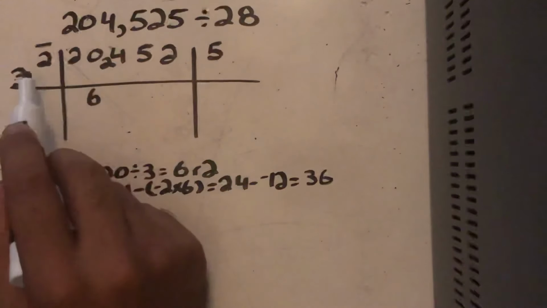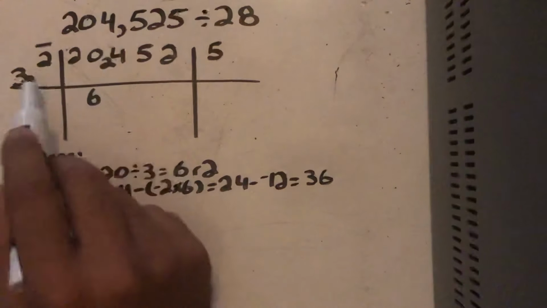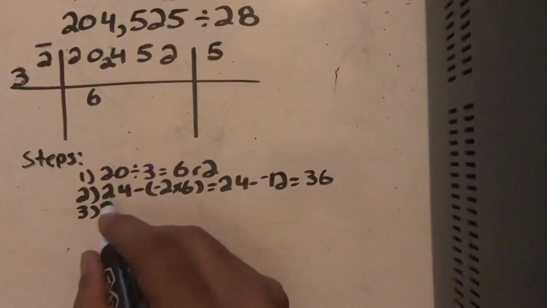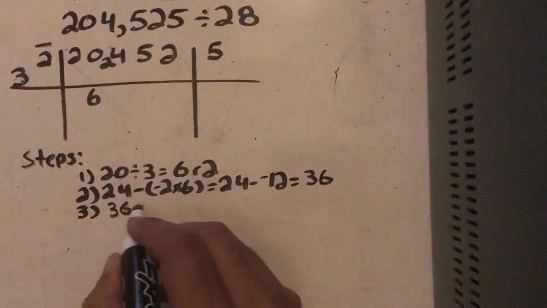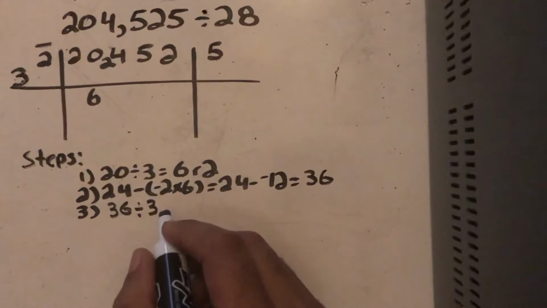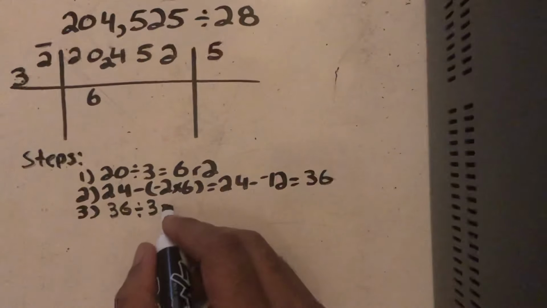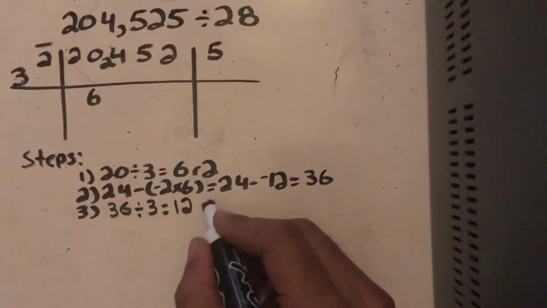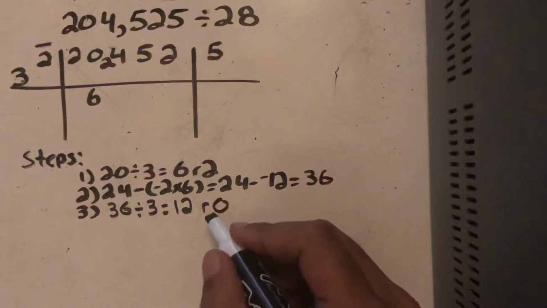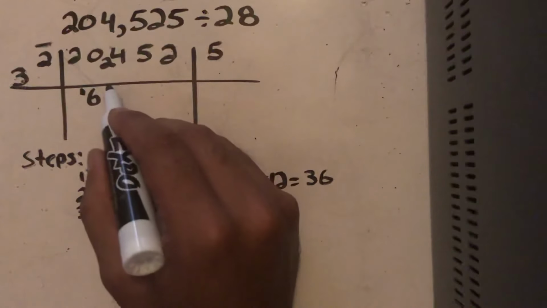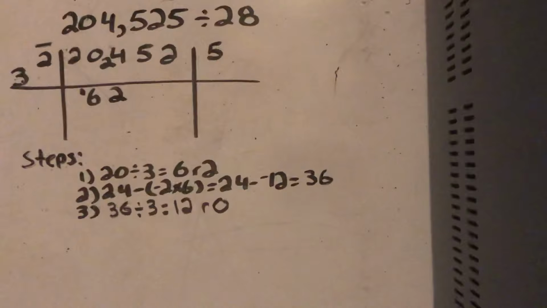Now, I'm not going to say how many times does 3 go into 24, I'm going to say how many times does 3 go into 36. Okay? So let's do 36 divided by 3. And what does that equal? That equals 12 with a remainder of 0, doesn't it? Yes, it does. So what that means is I'm going to have to carry the 1 over here, but I put the 2 over here. Okay? That's how I represent 12.